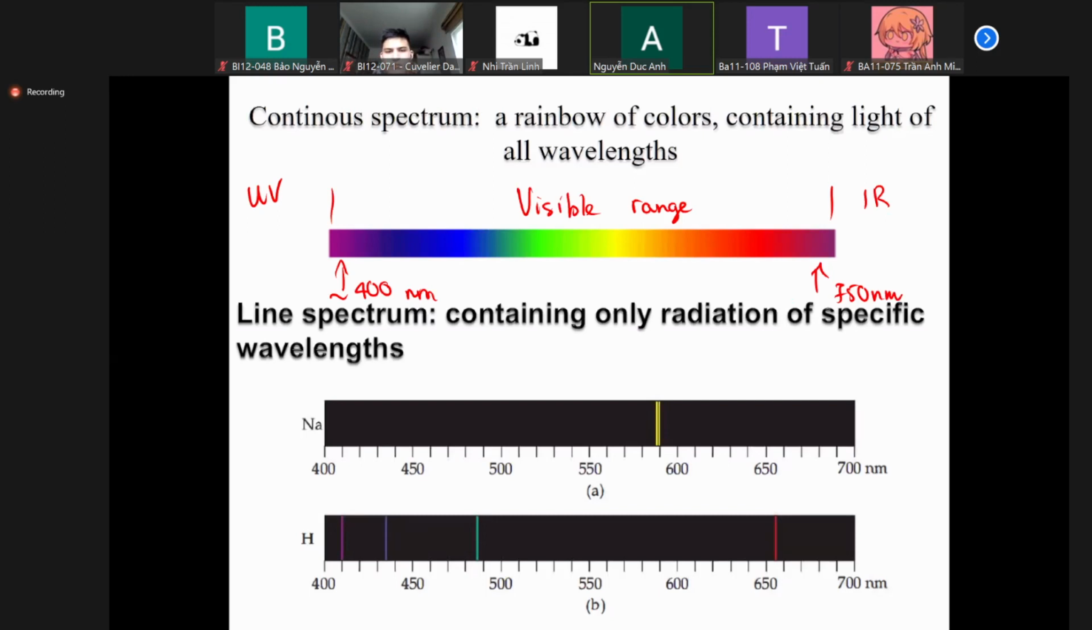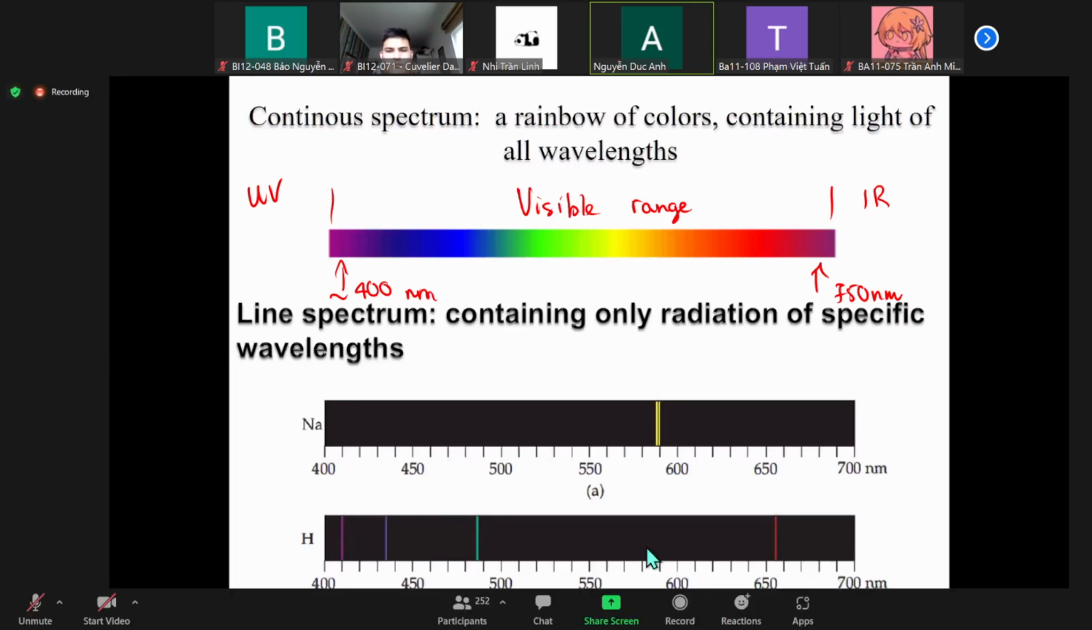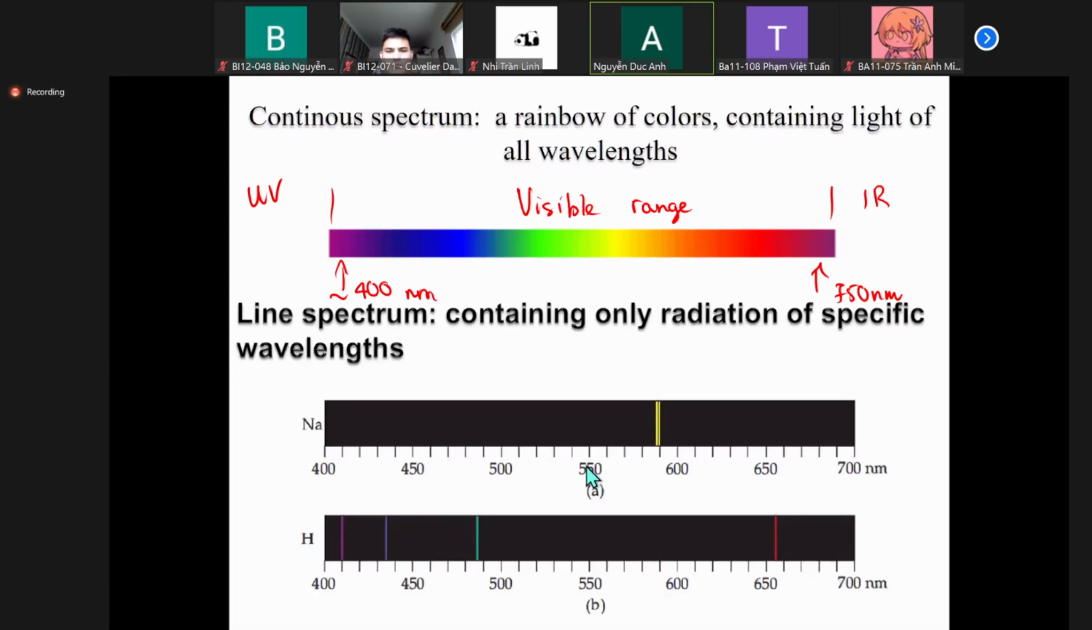So continuous wavelengths, continuous spectrums, but the line spectrum is a little bit different. The line spectrum contains only one radiation. It means that the spectrum will contain only specific or identical wavelengths.